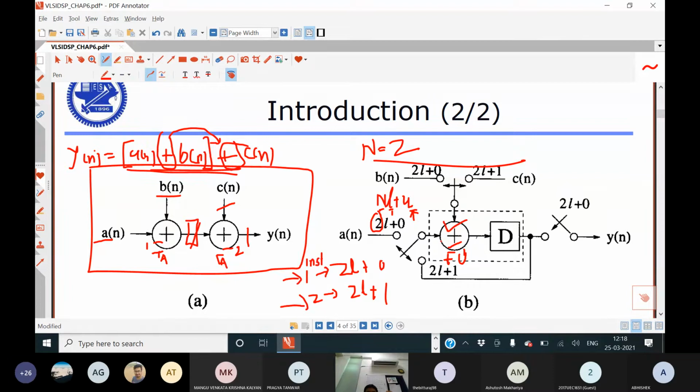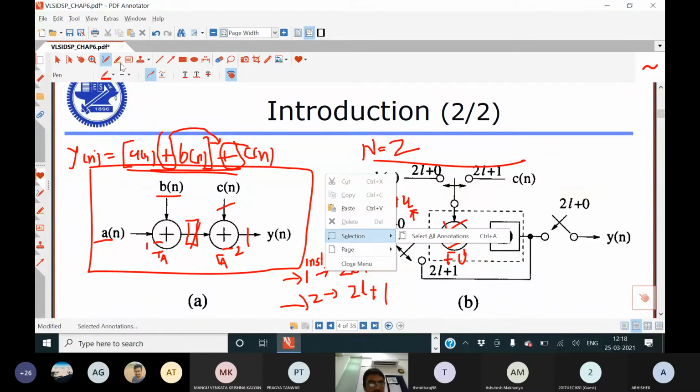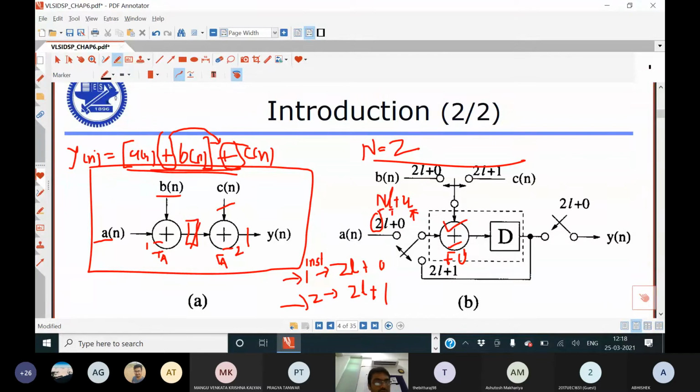So for an adder, ultimately the adder requires two inputs. So there will be one input from here. Let me just erase it. One minute. Okay.